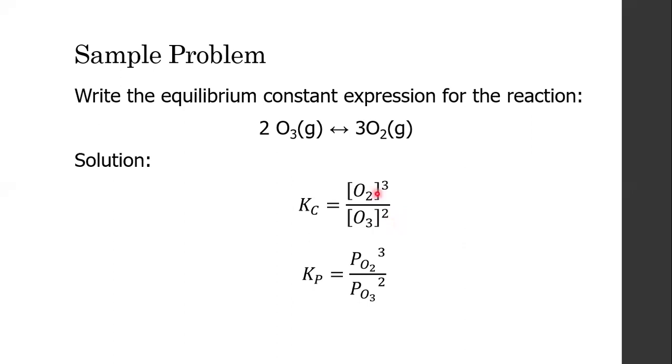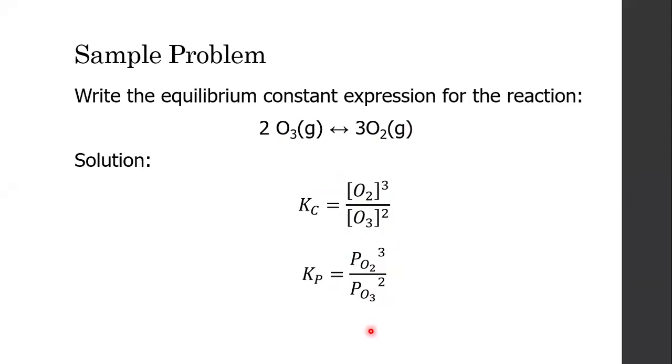We can also write it in terms of pressure, right? Since this is in gas form, you just change the terms: instead of concentration with a bracket, write it in terms of P, partial pressure. But still the same, partial pressure of O2 raised to 3 over partial pressure of ozone raised to 2.